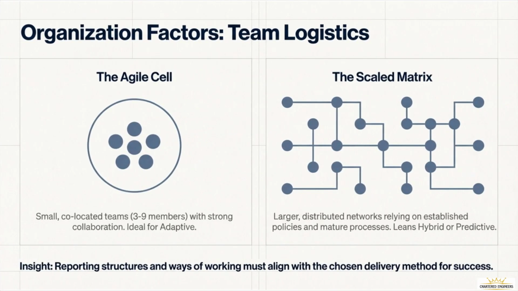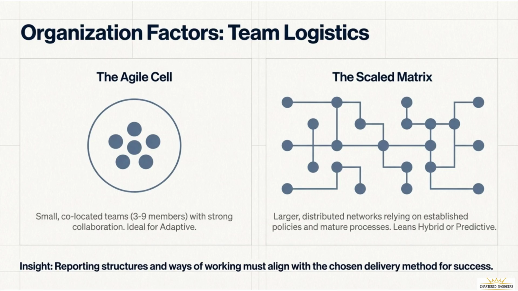How your team is physically and structurally organized is a massive indicator of which approach will work. We can look at this through two archetypes, the Agile cell and the scaled matrix. The Agile cell is characterized by small, co-located teams, typically 3 to 9 members, who have high bandwidth, face-to-face communication. These teams are the engine of adaptive approaches. Because they are small and close together, they can make decisions in minutes that might take a larger organization weeks. They thrive on the strong collaboration that iterative work requires.